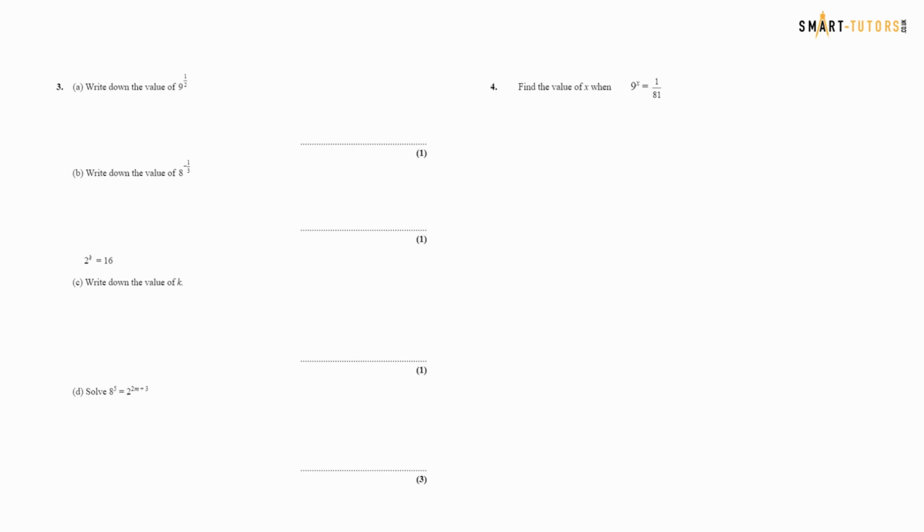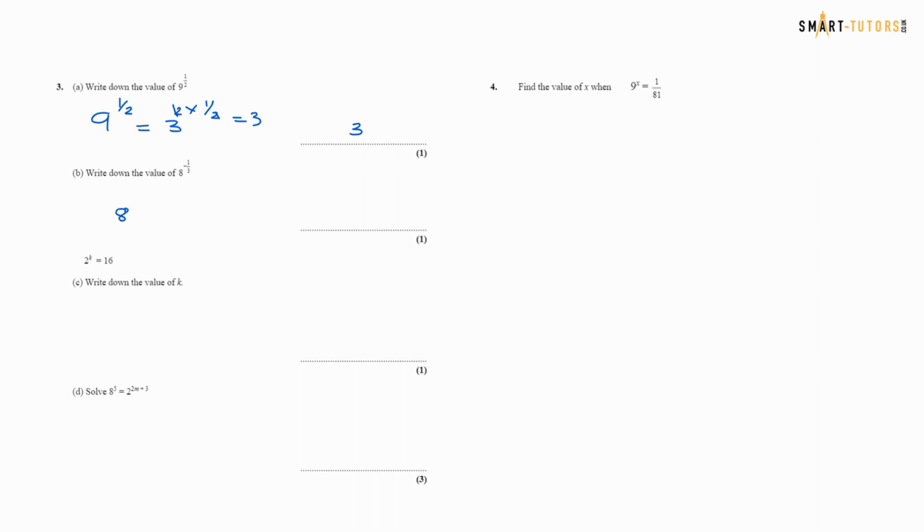Question number 3. Write down the value of 9 to the power half. So 9 to the power half, we have to make it in index form. 9 can be written as 3 squared, times half, and then 2 and 2 cancel, so the answer is 3. Or you can simply think it's the square root of 9, which is 3. So the answer is 3.